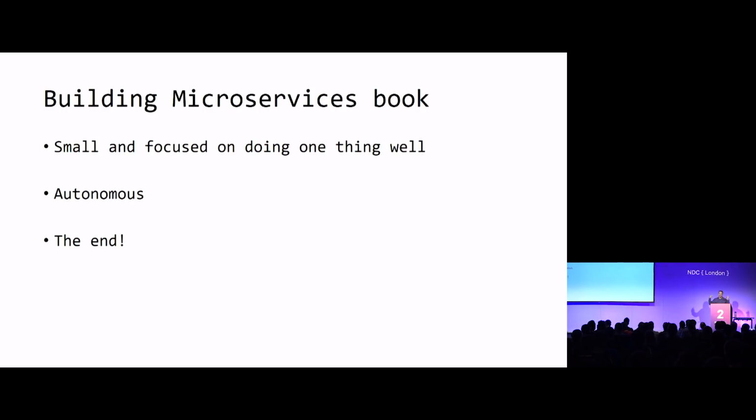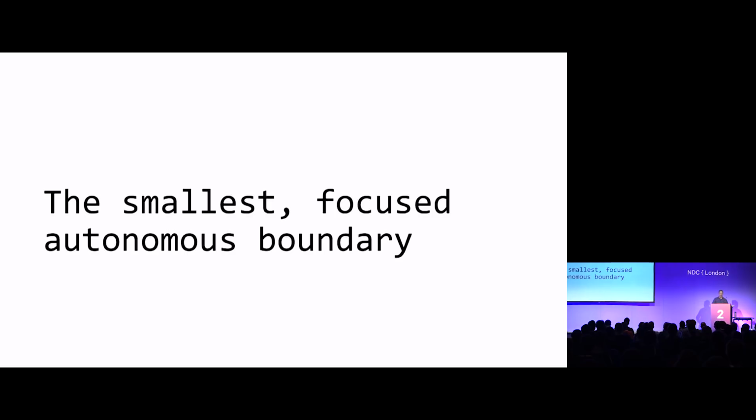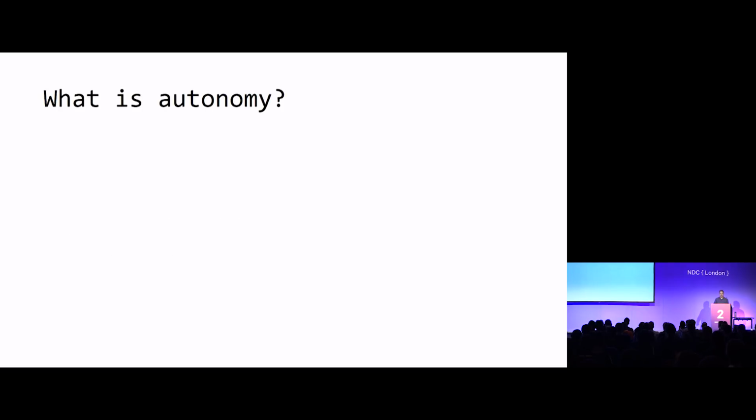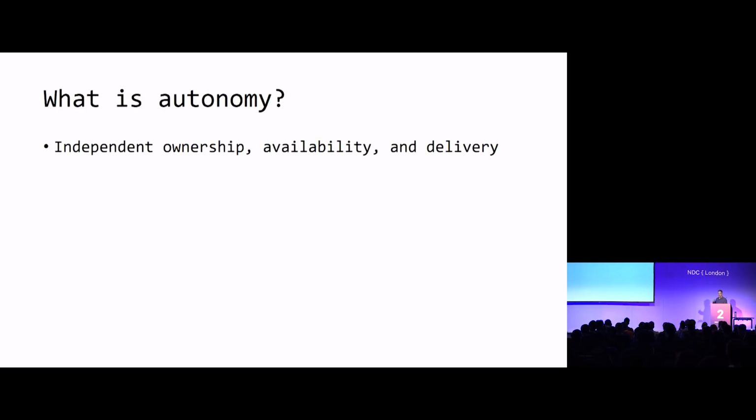So what I tend to think in my head of what a microservice is, it's something that's small and it's the smallest focused autonomous boundary that we can make. So we're trying to make something as small as possible, that any smaller than that, it will no longer have this property of autonomy. So that brings us to the next definition. What is autonomy? Autonomy has a few different properties. One is independent ownership, availability, and delivery.